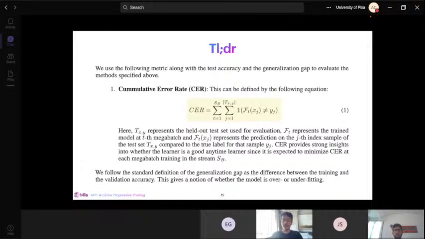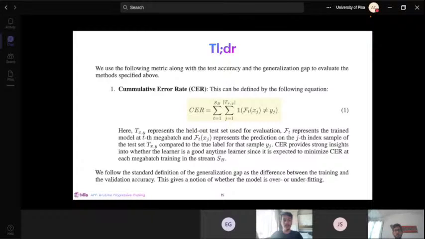So we obviously care about the final test accuracy, but other than that, we also care about the performance of the model at any point of time during training, which is the whole fundamental foundation behind anytime learning. For that, the original paper of ALMA also uses a similar metric, which is called cumulative error rate, which is basically the summation of all the number of misclassified samples across all the mega batches when you're finished training on a mega batch.